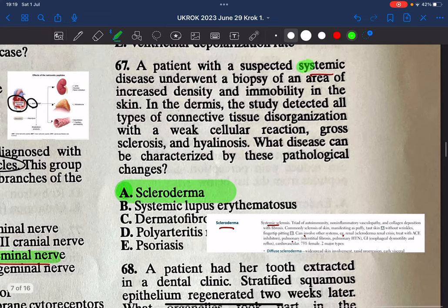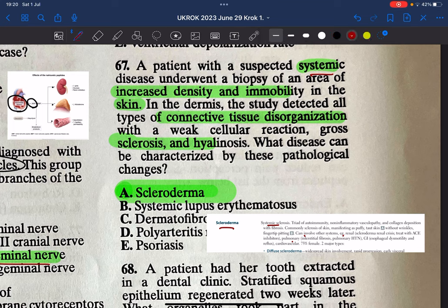So it's first of all a systemic disease, so hardening in every area, increased density of the skin, so the skin will be dense, will be hardened. And in the dermis, microscopically, we'll see connective tissue disorganization because it's a connective tissue disease. There are antibodies against collagen, gross sclerosis and hyalinosis. But in that question about dermatomyositis, there was loss of striations in the muscles. So there was something about the muscles. That's why I think that question is dermatomyositis and this question is scleroderma.